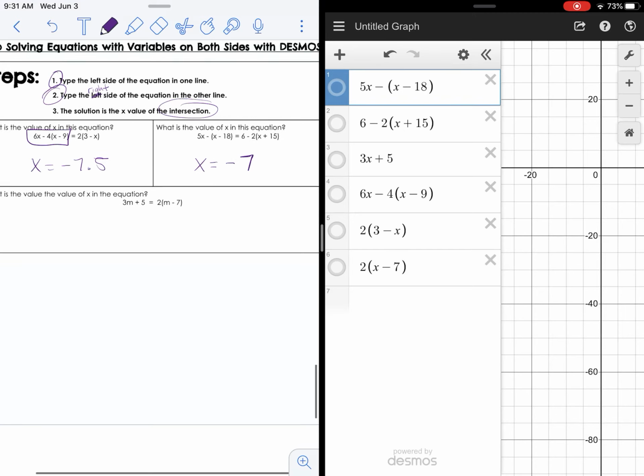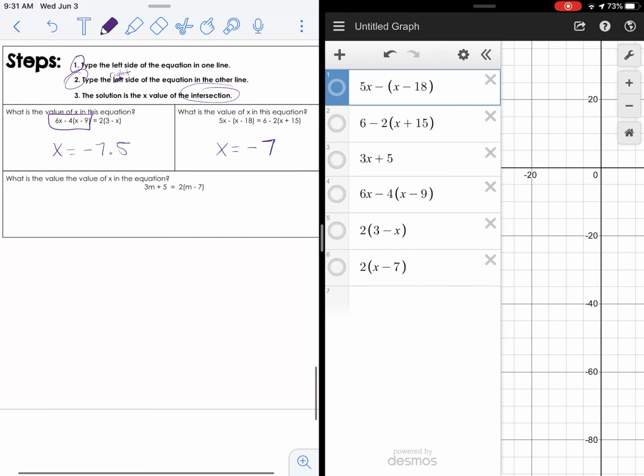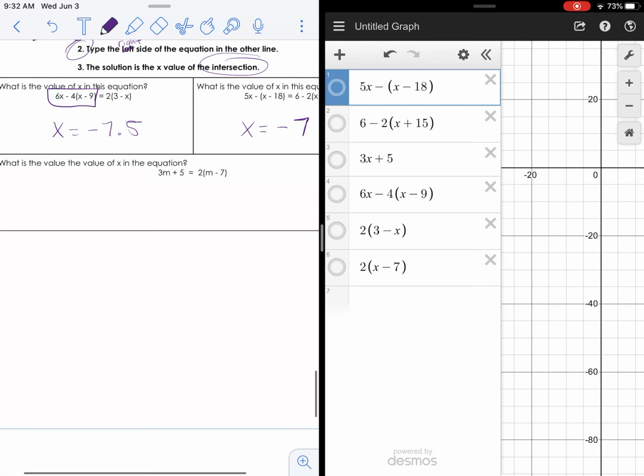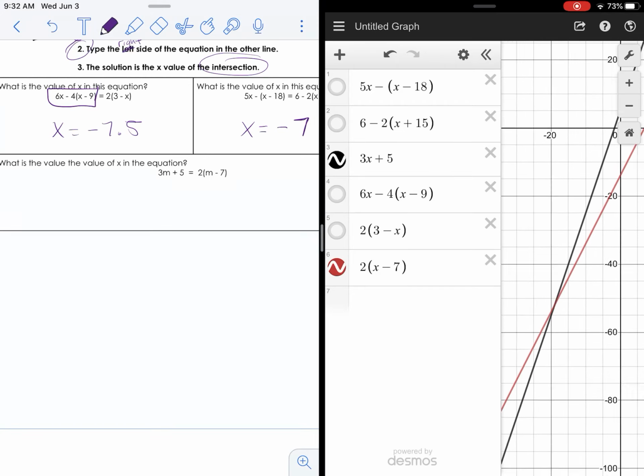The last one, again, I've already typed these in. But for this one, we want to change any other letter to x just for the simplicity of typing it into Desmos. So anytime I see like m or y or z, I'm just going to change it to x if we're finding one variable. So I already typed in our 3x plus 5. There it is. It's going to pop up. Our 2 times x minus 7 is right there.